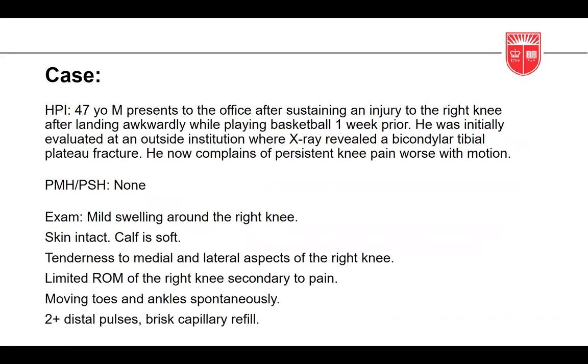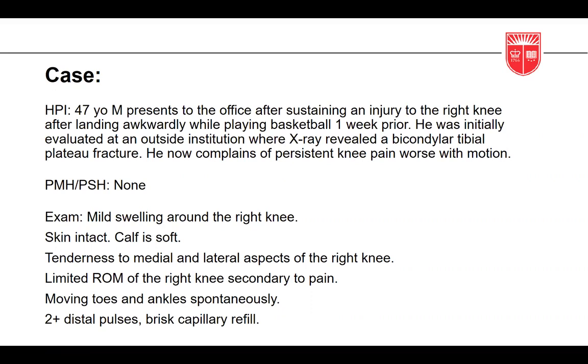So we'll start with our case. Patient NR is a 47-year-old male who presented to the office as an outpatient 1 week after landing awkwardly on his right leg while playing basketball, sustaining an injury to the right knee. He was initially evaluated in an outside institution where x-rays revealed a bicondylar tibial plateau fracture. He now presents to the office to plan definitive management of his injury.